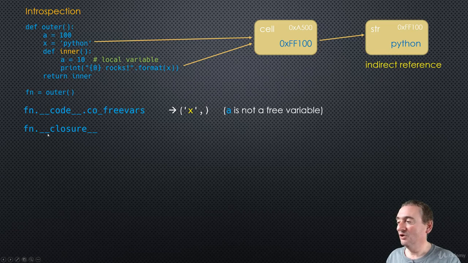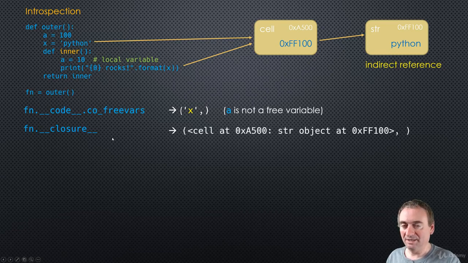Now we can also call fn dunder closure. That's kind of an interesting one. That's going to give us the following back. It's going to give us that this is an object. So again, it's going to be a tuple because there could be more than one free variable in the closure. But it's going to contain in the tuple this cell object, the same cell object we talked about.